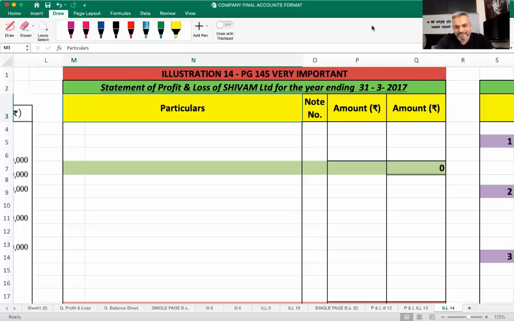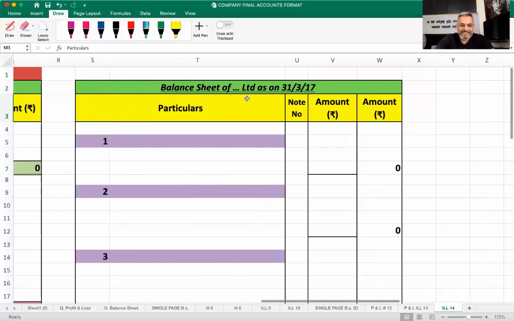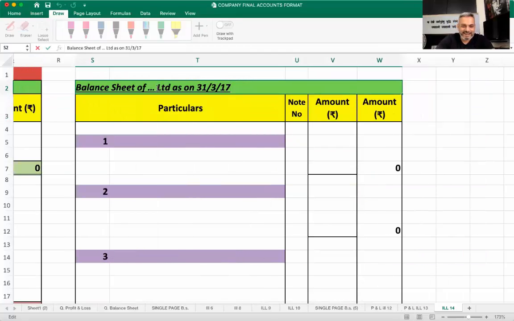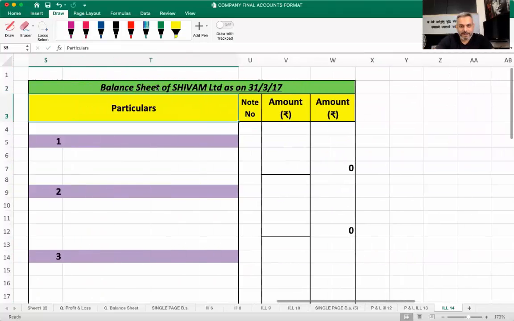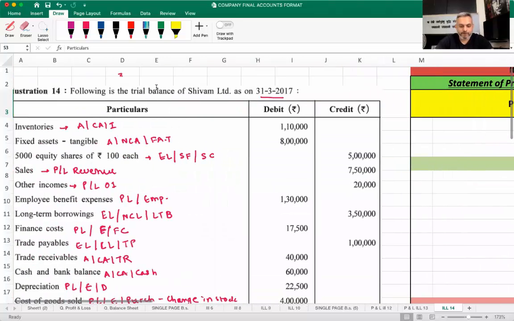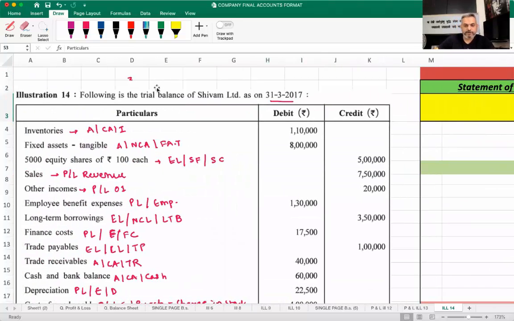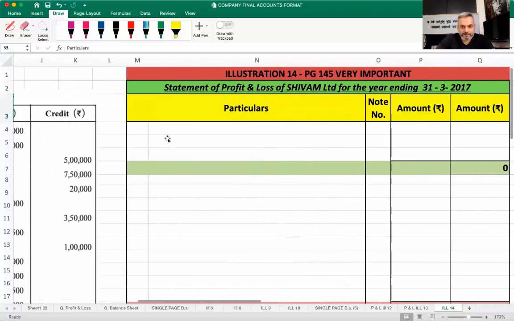So please be careful. And okay, so 31 March, then write the heading of Shivam Limited. So let's start with the sum now. First we'll do profit and loss. Okay, statement of profit and loss, and then we will do the balance sheet. So let's start with the first.